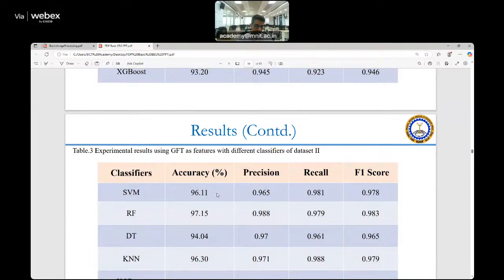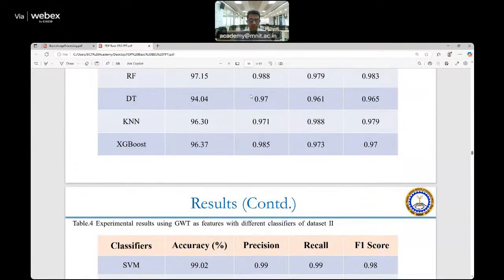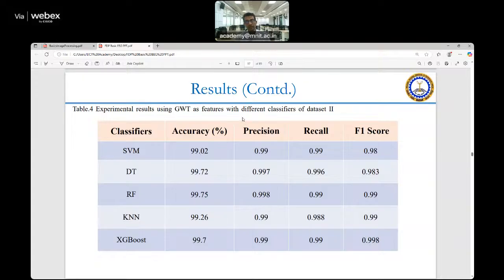Now with data set 2, again if we do the calculation, what was the accuracy score? It is again random forest which was performing better. And on data set 2, if we use GWT, here it is a good result of the RF.